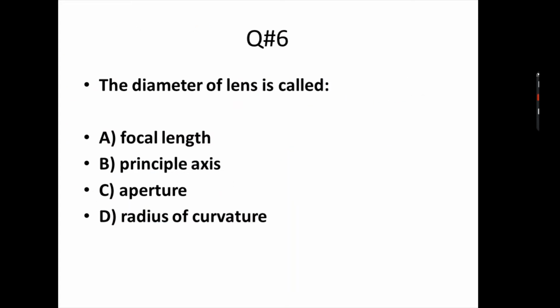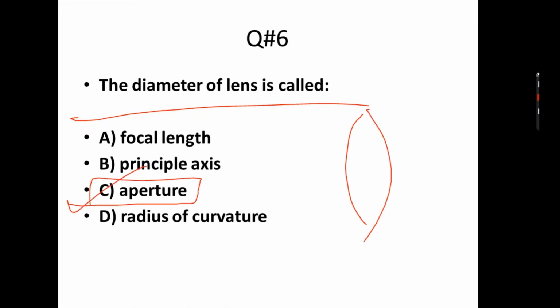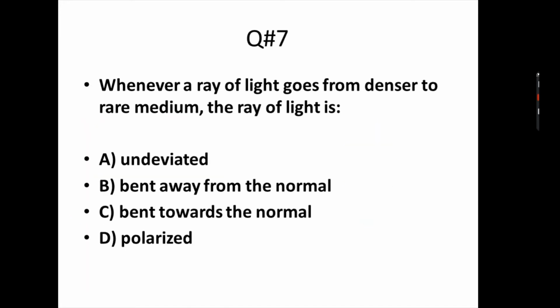The next question is, the diameter of lens is called focal length, principal axis, aperture or radius of curvature. The diameter of lens is called aperture. The right option is C. Moving on to the next question.